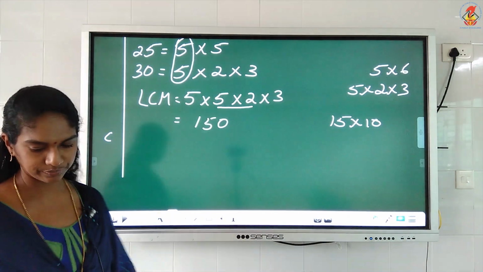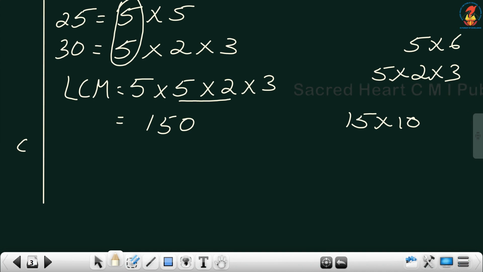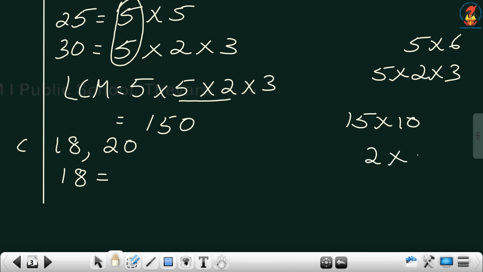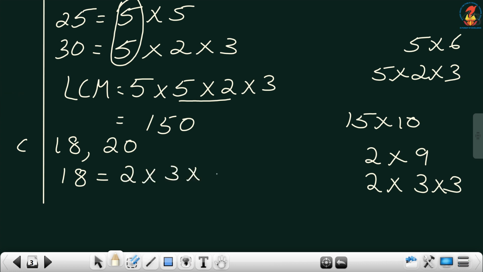Question C. 18, 20. So first you write the prime factorization of 18. What is the prime factorization of 18? We know 3 sixes are 18 or 2 nines are 18. We can take anyone. I'll take 2 into 9. But 9 is not a prime number. So 9 can be written as 3 into 3. So 2 into 3 into 3.